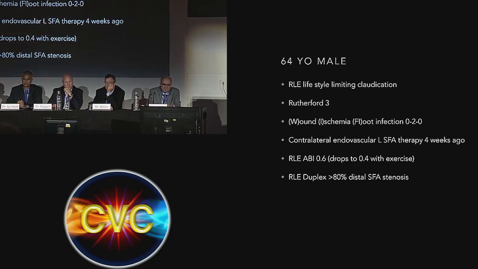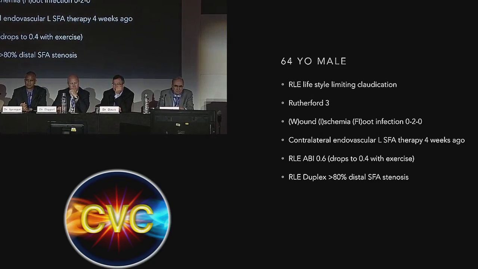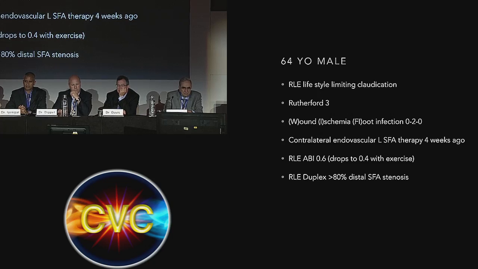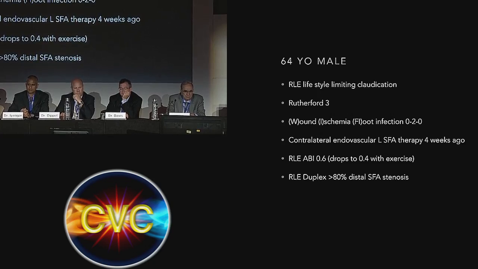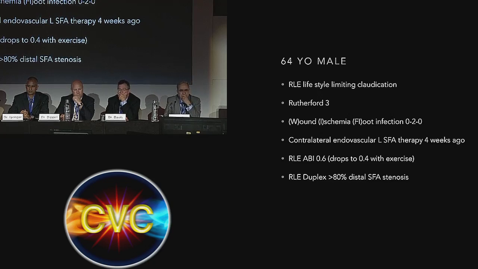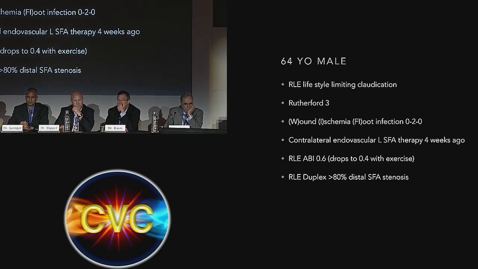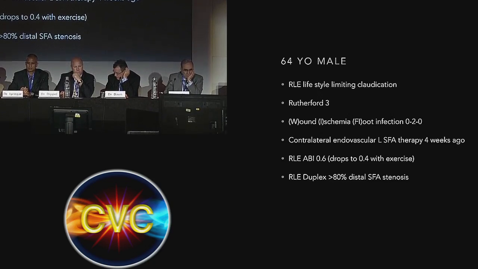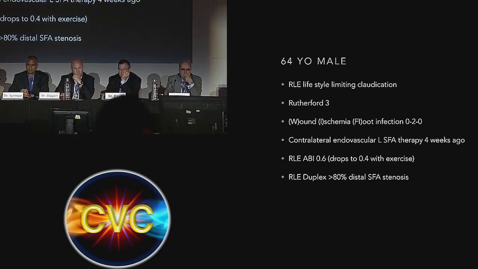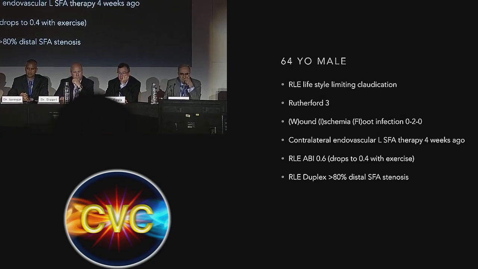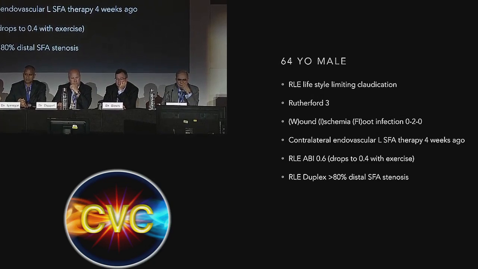He had contralateral endovascular left SFA therapy 4 weeks ago for a fairly tight, above 90% stenosis into the adductor canal. In further evaluation of that right lower extremity, his ABI was 0.6 at baseline, dropping to 0.4 with exercise. He gets immediate calf cramping, and he can't walk further than 30 to 50 feet. Moreover, he has a right lower extremity duplex that shows greater than 80% distal SFA stenosis with velocities within the 3 to 4 meters per second.